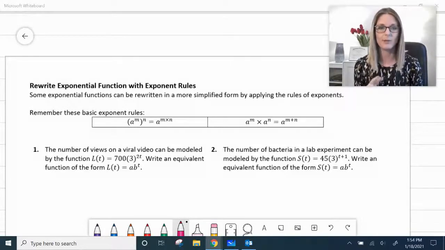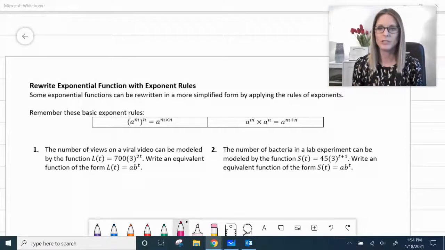The two exponent rules that we're going to focus on are listed right here. These basic exponent rules, the first one being the power to power rule. So if I have a to the m raised to the n, if I have an exponent raised to an exponent, that's called the power to power rule. And you take those exponents and you multiply them. So power to power, super powerful, you multiply it. So we're going to use that rule.